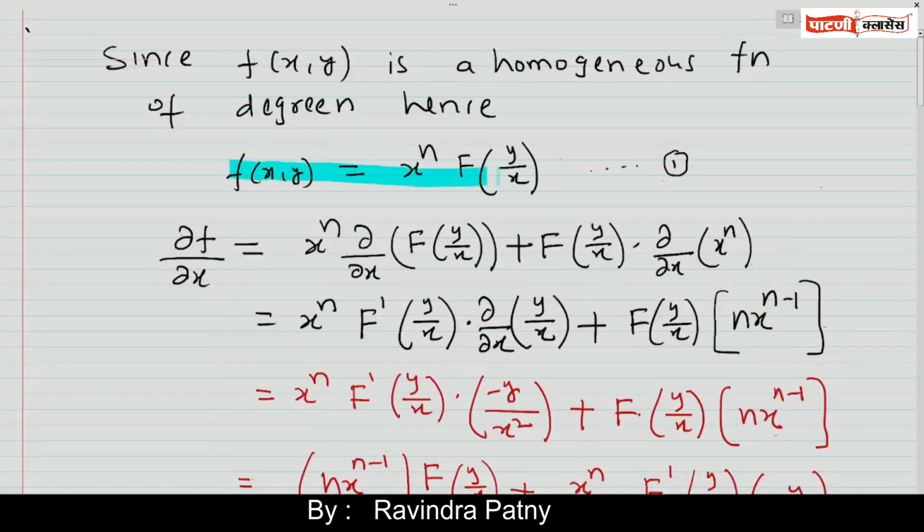Now we are going to take equation 1 once again, but now we are going to do partial differentiation with respect to y.